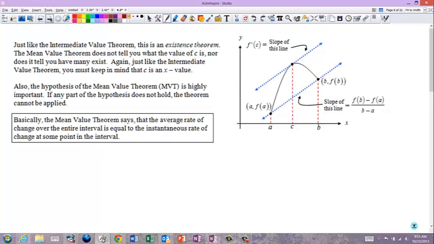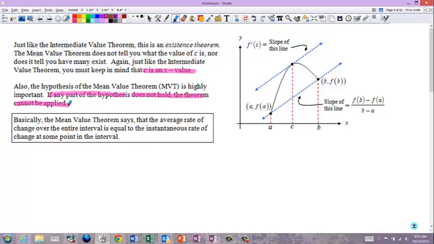What that means: just like the intermediate value theorem, this is an existence theorem. The mean value theorem does not tell you what the value of c is, nor does it tell you how many may exist. You must keep in mind c is an x value. Also, the hypothesis of the mean value theorem is highly important. If any part of the hypothesis does not hold, the theorem cannot be applied. That's important.